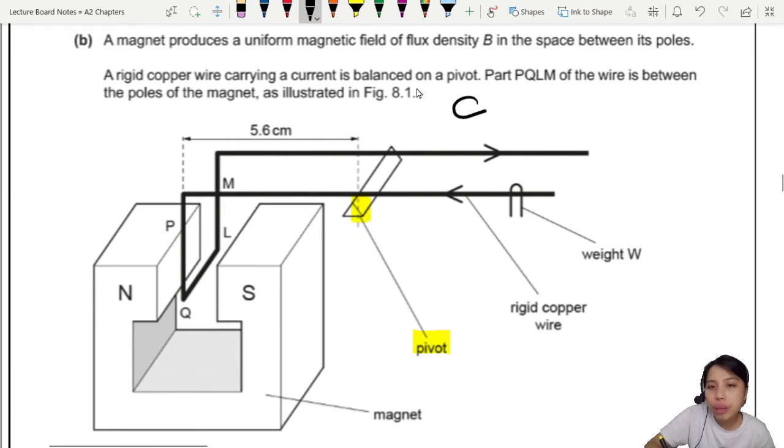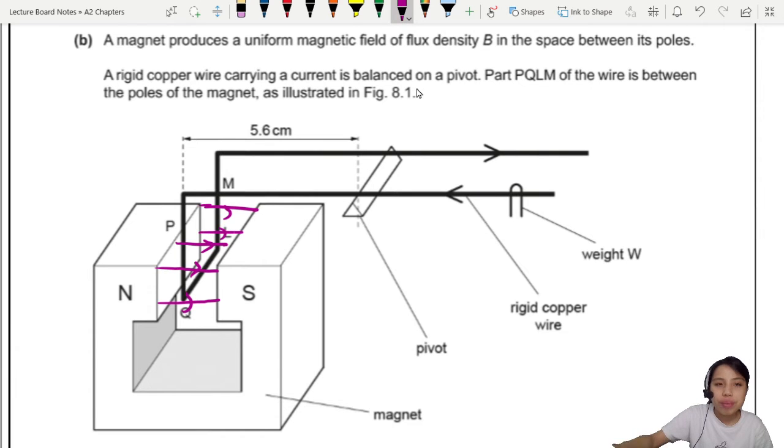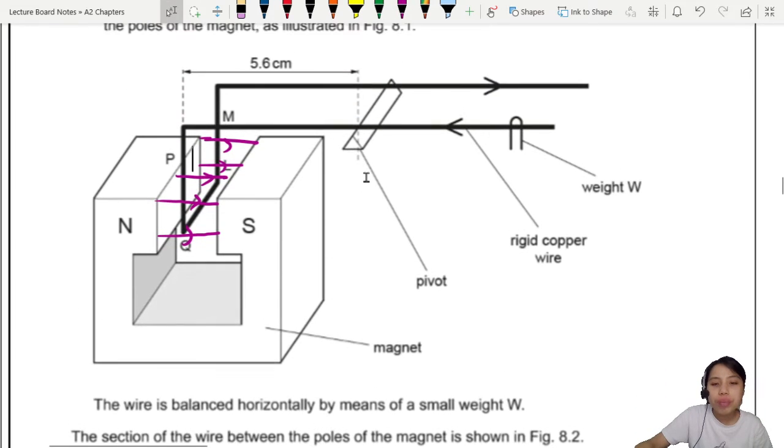So it's like a seesaw, a child can sit here, another child can sit here, and it can tilt either way. Only one part is between the poles of the magnet. So that means only the part that is inside here will experience the magnetic force. We can assume that, all right? So the wire is balanced horizontally by means of a small weight. So a hanging weight. So this one means there will be a force acting on this wire beam, mg, weight.